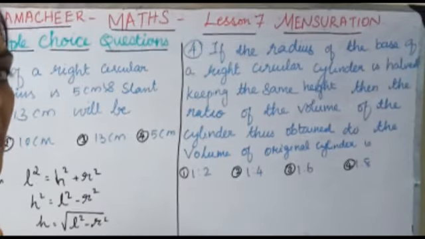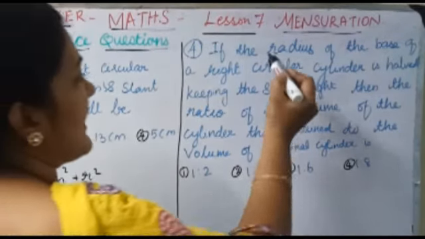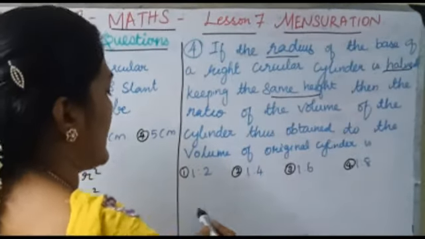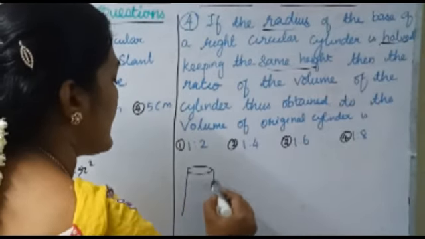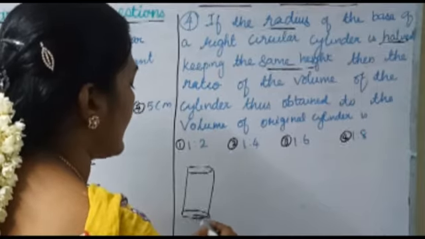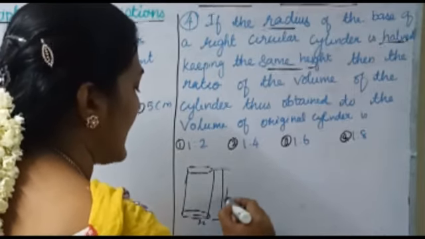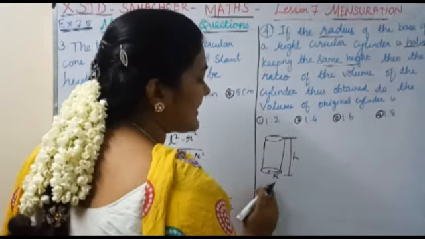See, read the question carefully. The radius is halved. Okay va? By keeping the same height. There is a cylinder, and for the cylinder the initial radius is taken as r. Okay va? And the initial height is h. Okay? Its radius is halved.